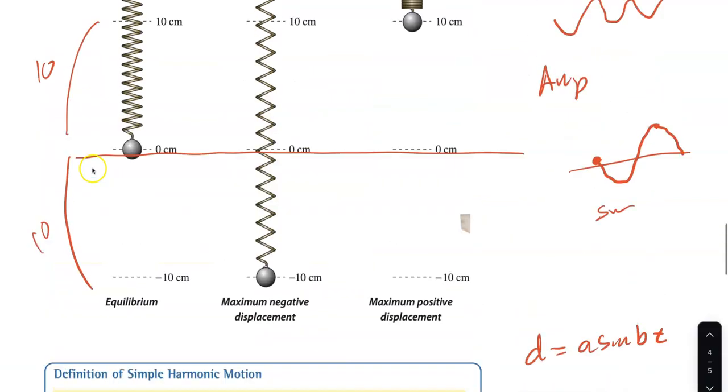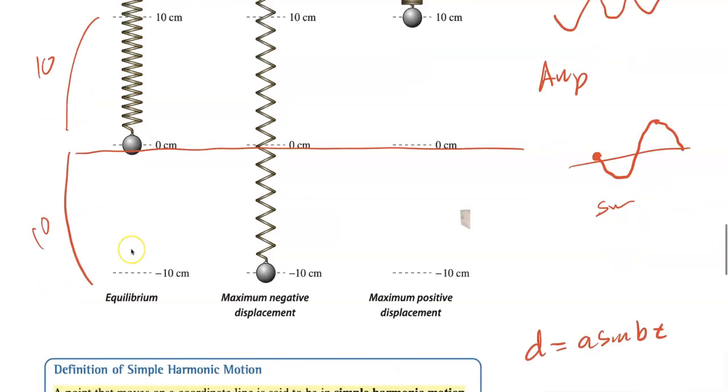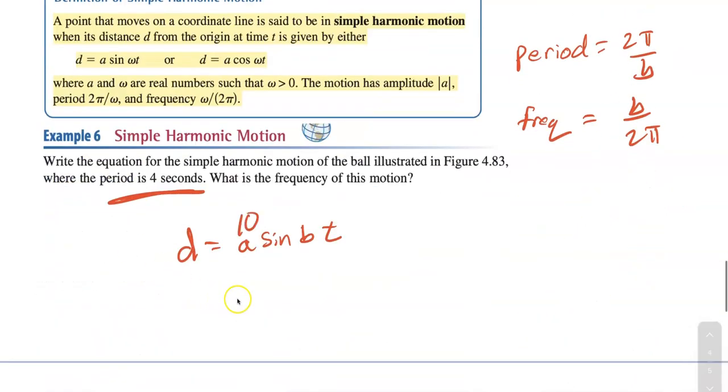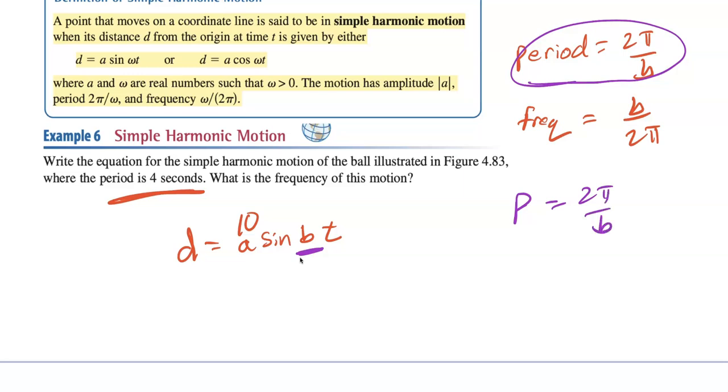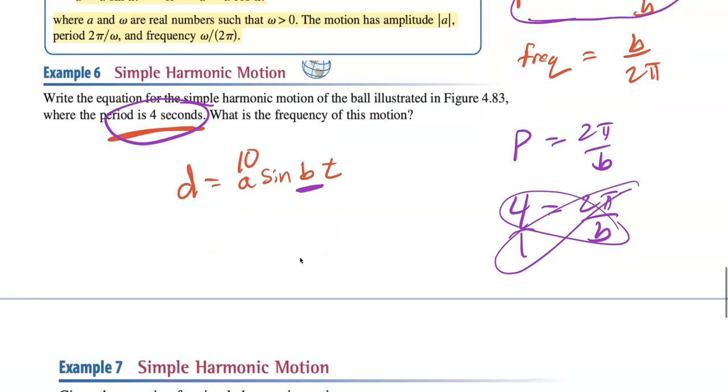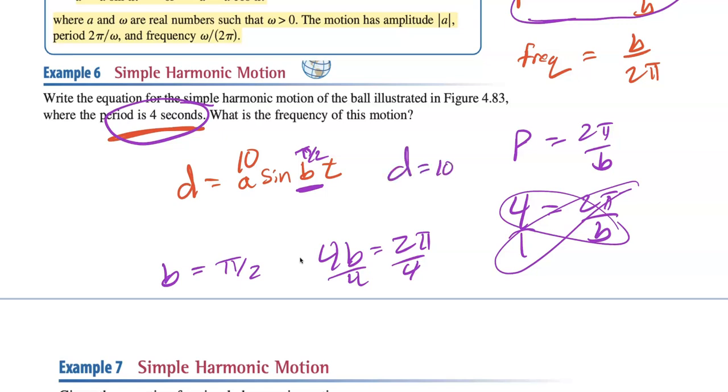So what is A? Look up here, 10, right? It goes from 0 to 10 to negative 10. Boom. The only thing left is B. But remember, B has to do with the period. Period equals 2 pi over B. They told us the period is 4 seconds. So 4 equals 2 pi over B over 1, cross multiply. I get 4B equals 2 pi, divide by 4. We get B equals pi over 2. And there's our equation: D equals 10 sine of pi over 2 t.